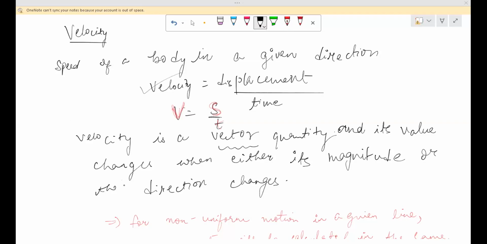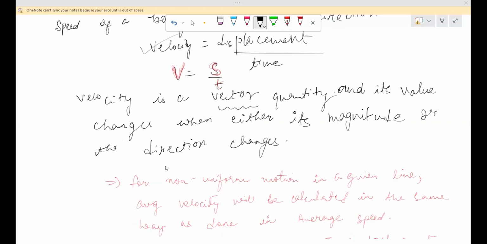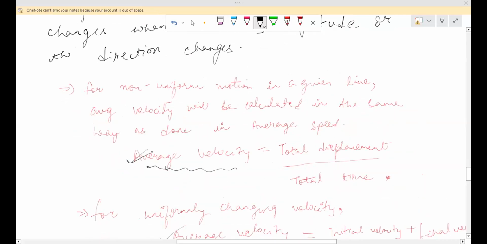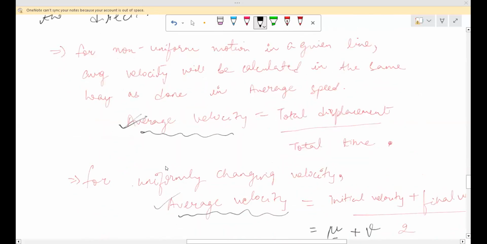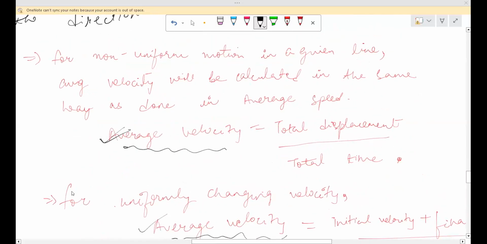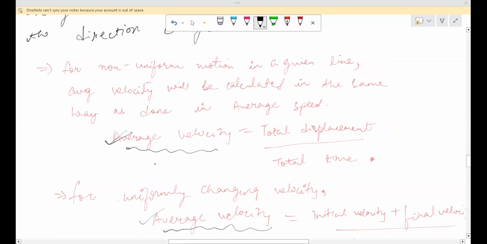Yes, ma'am. Finish. Okay. For average speed, it was total distance upon total time, correct? And for average velocity, since this is also a vector, so total displacement upon total time, right? Yes, ma'am. Write these 2 points.